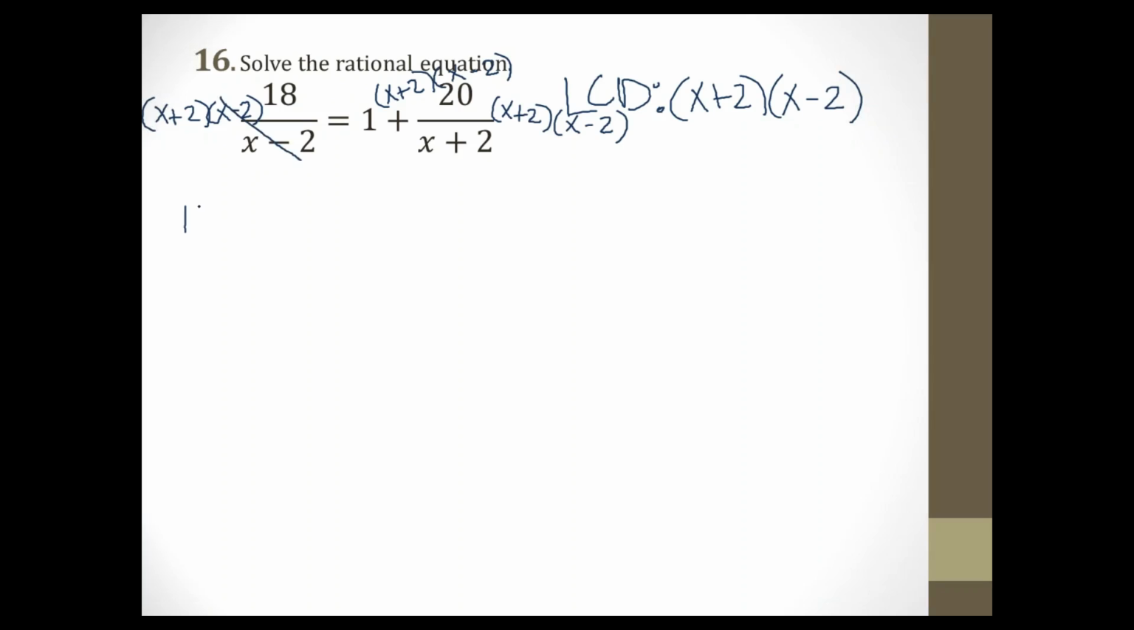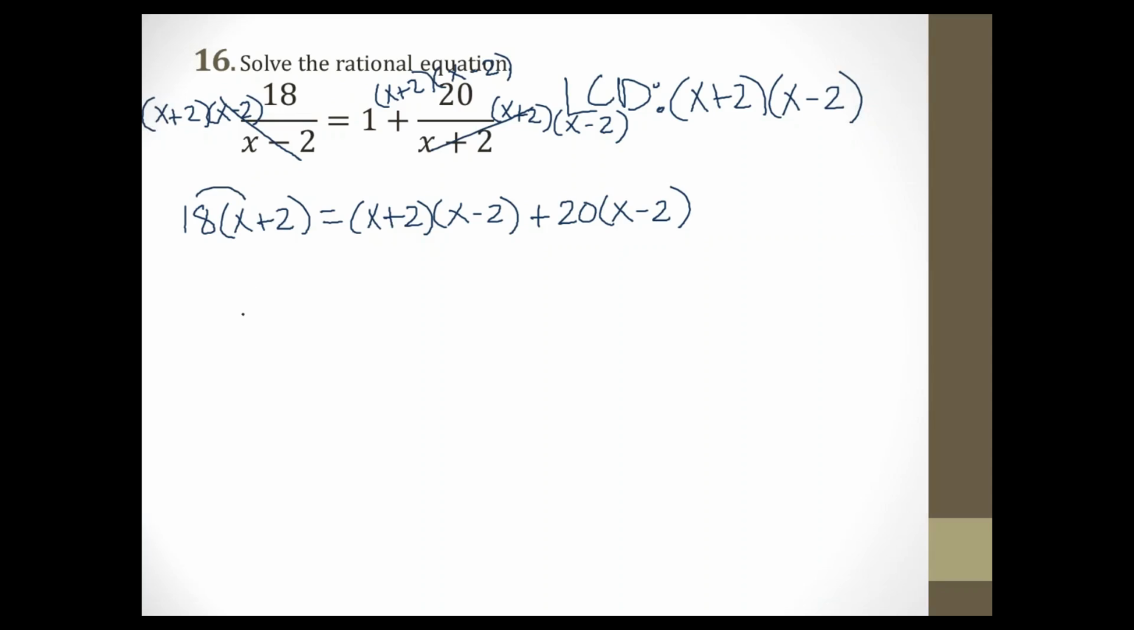So I'll have 18 times x plus 2 equals 1 times our least common denominator, x plus 2 times x minus 2. And then the last term, the x plus 2's cancel, and then I'm going to have plus 20 times x minus 2. So I've got a lot of distributing and multiplying to do, so let's go for it.